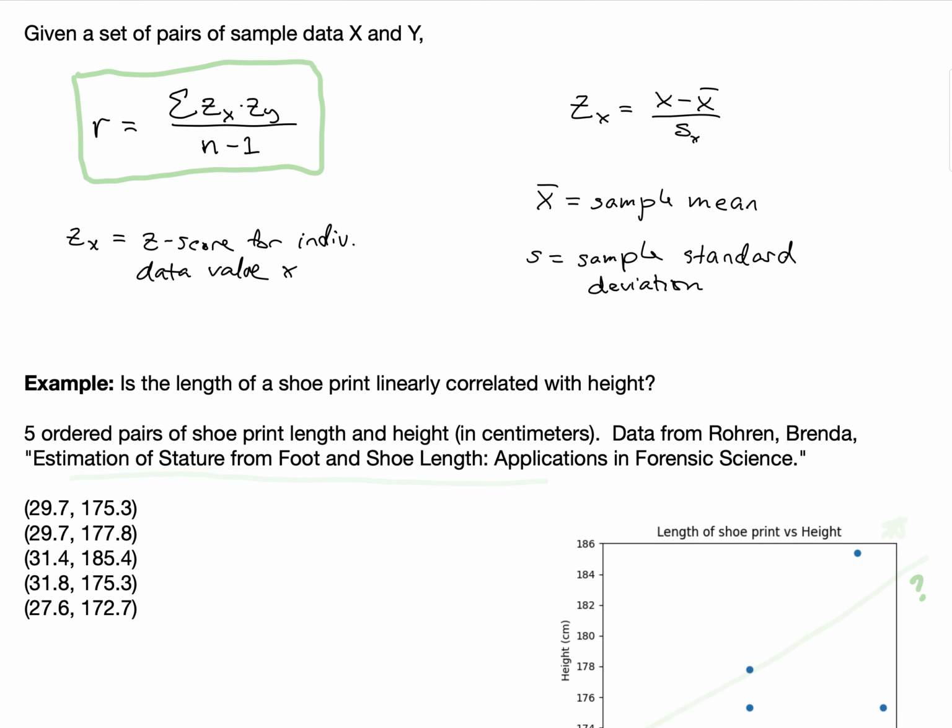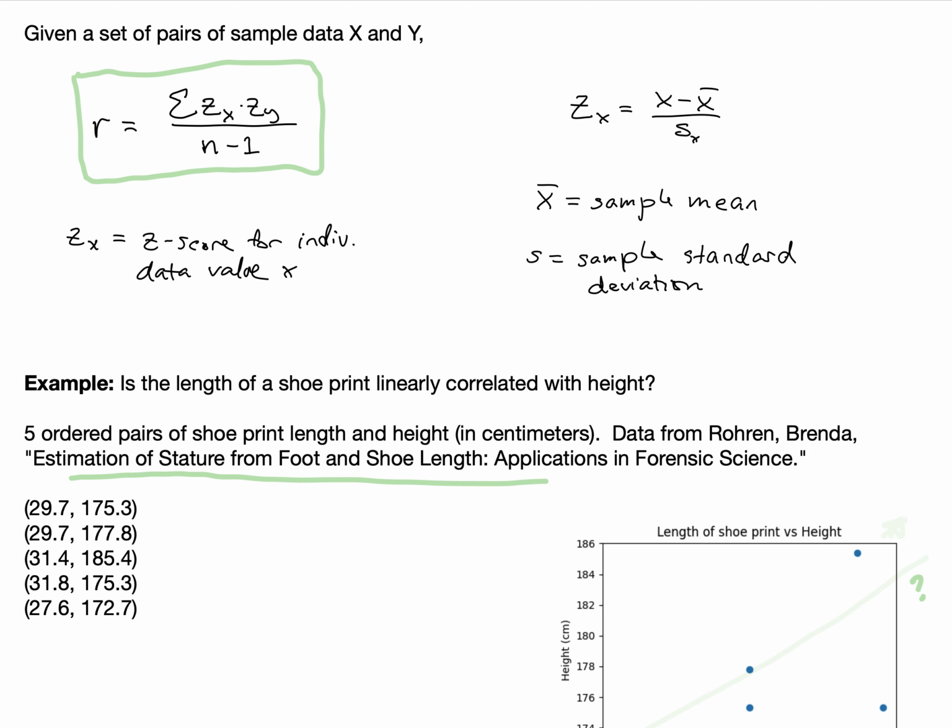So here we have just 5 data values, and we're saying, is the length of a shoe print linearly correlated with height? This data is 5 data values from a larger set of 40 data values. These data values are from the publication Estimation of Stature from Foot and Shoe Length from applications in forensic science.